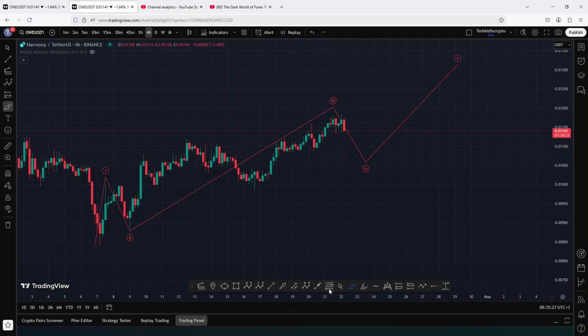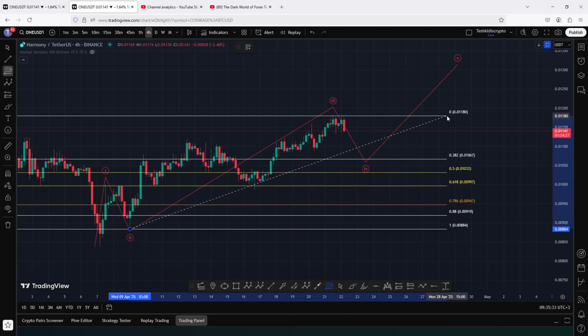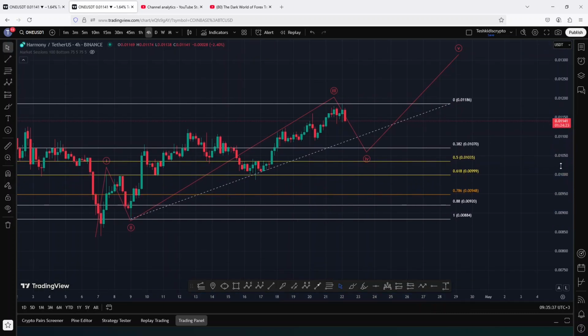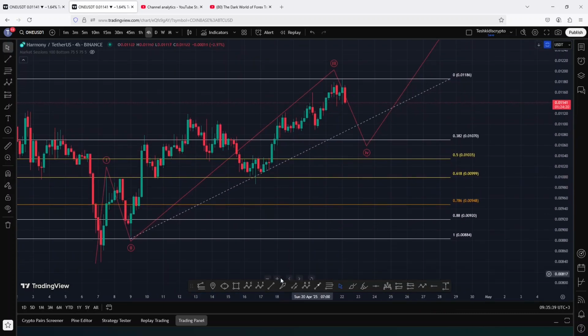whose minimum target areas can be given by connecting the fib extension from the low of the second wave to the high of this wave 3. In so doing, the area that I'm paying attention to lies between the fib level 0.5 and the fib level 0.382, and that is between the 0.01035 and the 0.0107, which is the red target area that I have marked here on the chart.